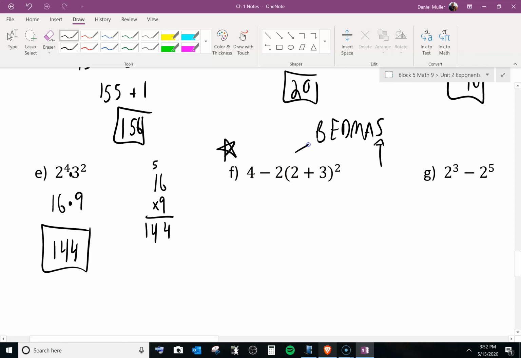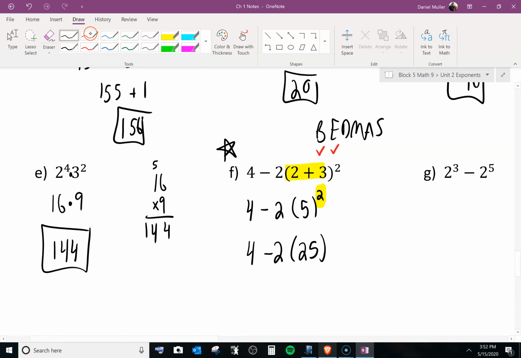But no, we want to start with B, our brackets. So let's do the bracket part first. That's going to be 5. So you have to write down everything else. So you're going to write down a 4 minus 2, and then we're going to make that a 5 squared. So that's good. That's us checking off the bracket part. Next, we have to do exponents. So that's right here. So write down everything else. 4 minus 2 times 5 squared is 25.